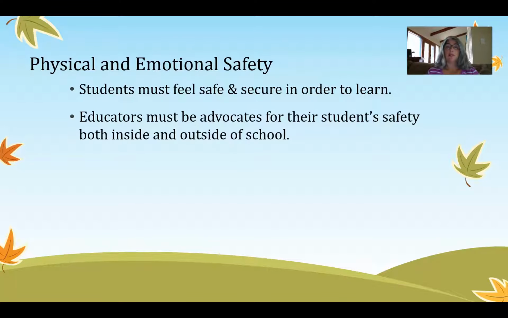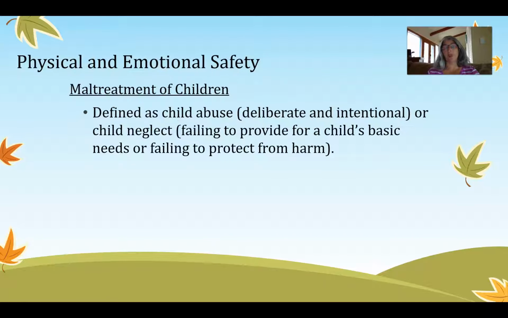And teachers really need to be advocates for their students' safety, both in the classroom and out of the classroom. And I think we're seeing a lot of this right now with COVID, with teachers worrying about how can I make sure that my students feel safe? But one big area of thinking about students' physical safety is maltreatment of children, more specifically child abuse and neglect. So child abuse is a deliberate and intentional abusive act. Neglect is either withholding something that the child needs or failing to provide for them, failing to protect them.